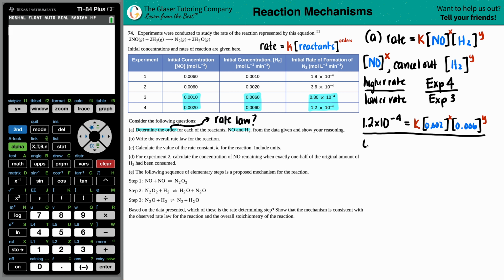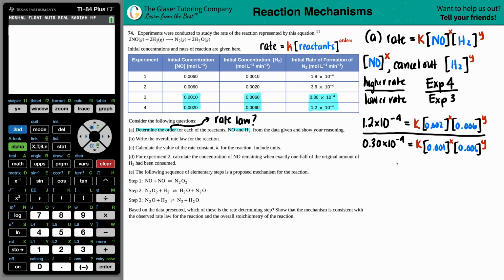So now I have 0.30 times 10 to the negative 4th equals the k value, those two numbers. So we have 0.001 and then 0.006, x and y.